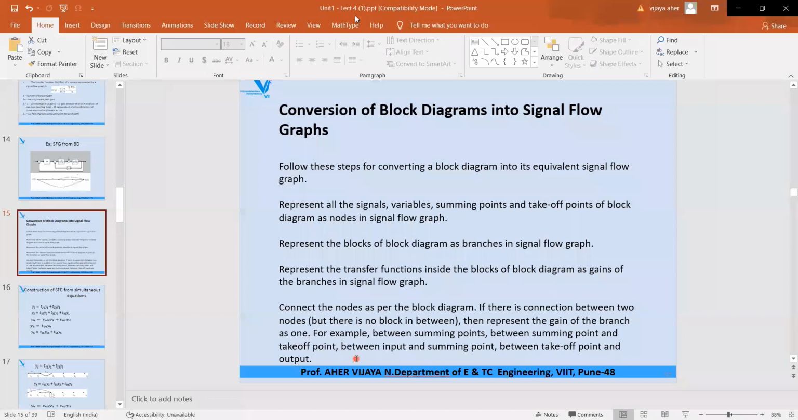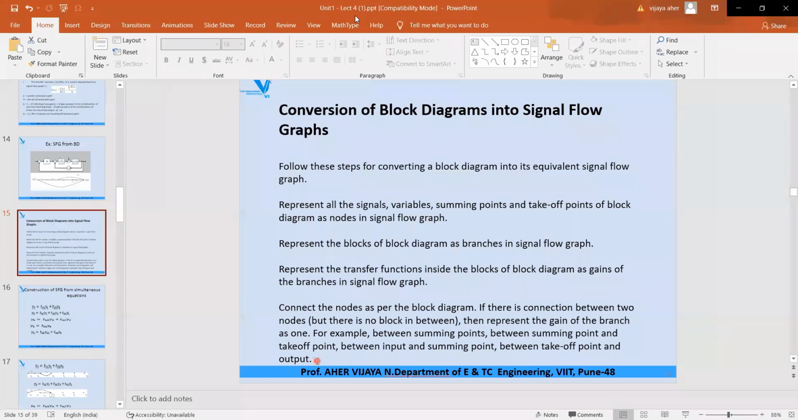summing point and takeoff point. Suppose there is no gain, so you can represent the gain of that branch as 1. Between input and summing point you can represent as 1. Between takeoff point and output you can represent as 1. So step number 4 is very important. Please note down all these steps. Step 1, step 2, 3 and 4.